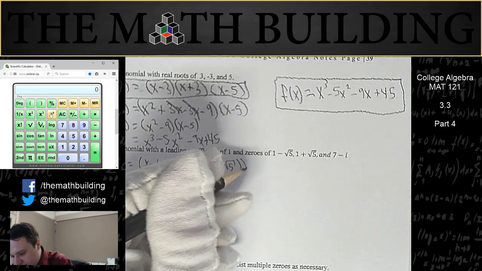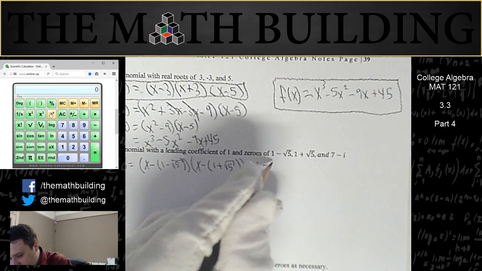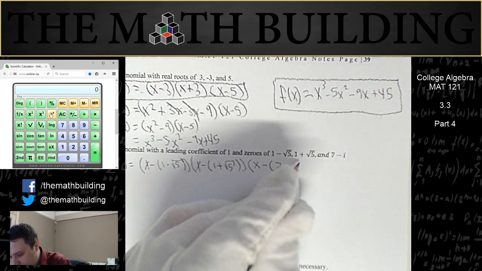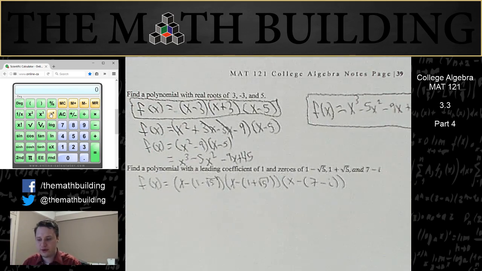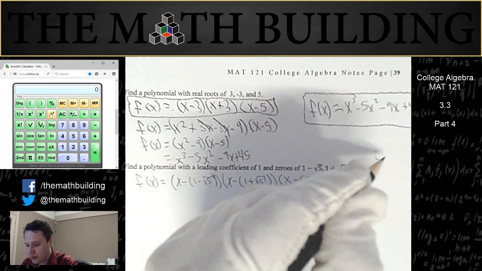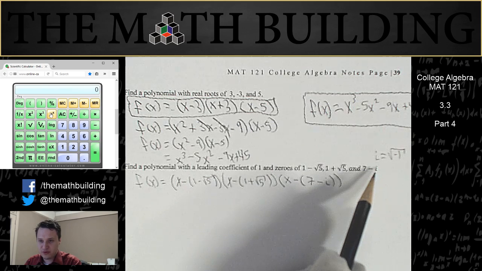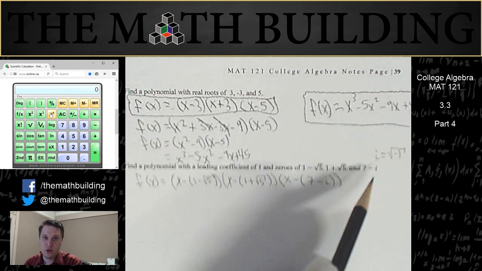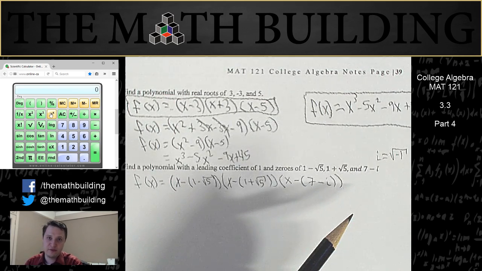Next, I have a root of 7 minus i. So this is going to be x minus all of 7 minus i. Now, there's something really important here that a lot of students forget. If you have a complex root, remember that i is equal to the square root of -1. If you get a complex root, the conjugate is also going to be a root. And that's kind of another result of the fundamental theorem of algebra.